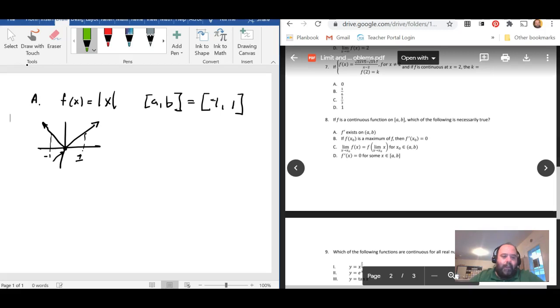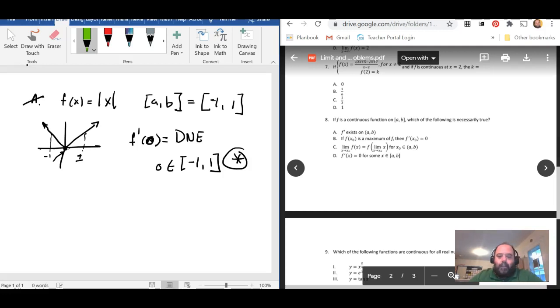That point is not differentiable. I don't know what the instantaneous rate of change of the slope is at that point, so f prime of 0 does not exist. It would graph as a hole. So 0 is definitely on the interval -1, 1. So this is a counterexample to A. So it's definitely not A.